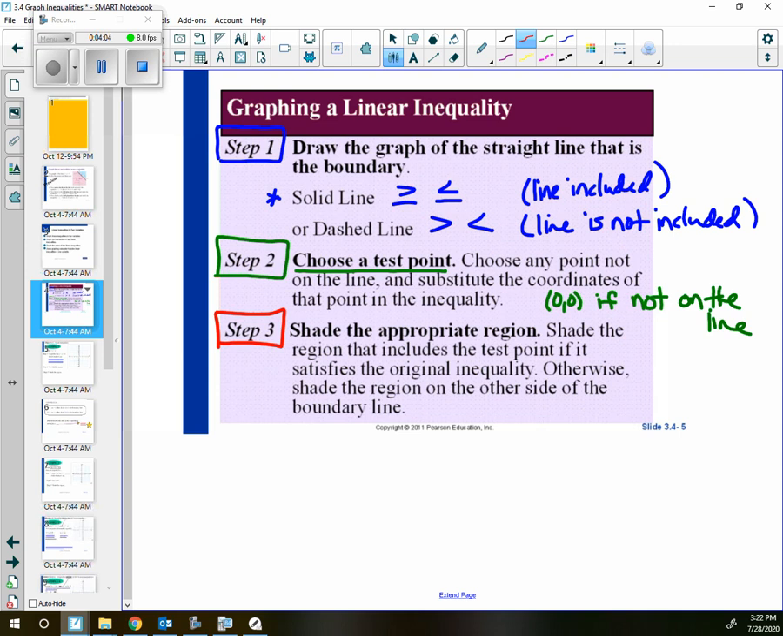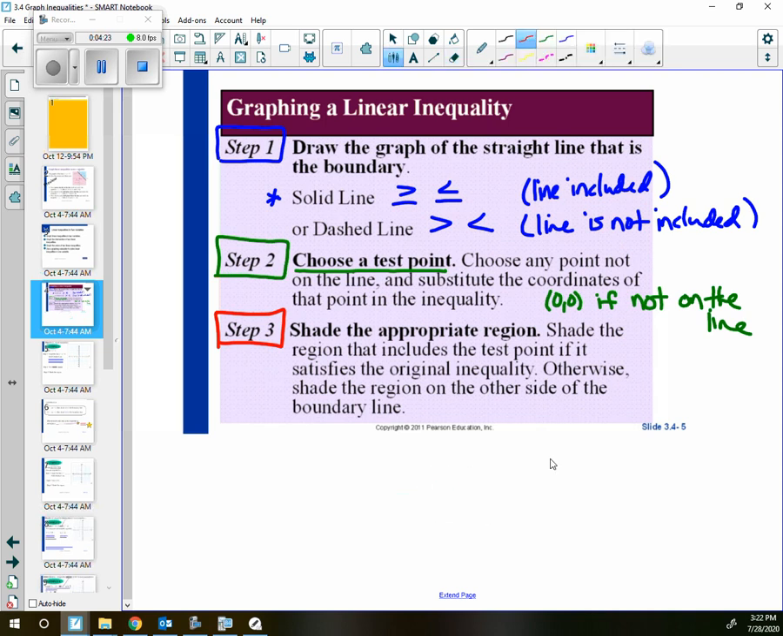So if you choose a point and it works there, that means you shade in that direction. That means that point and all the other points on that side of the line are true. And so we're going to shade just like you would on a number line. Like how you graph on a number line and you shade to show where all those points are, because there's infinitely many values. You can't possibly list them. It's the same thing here.